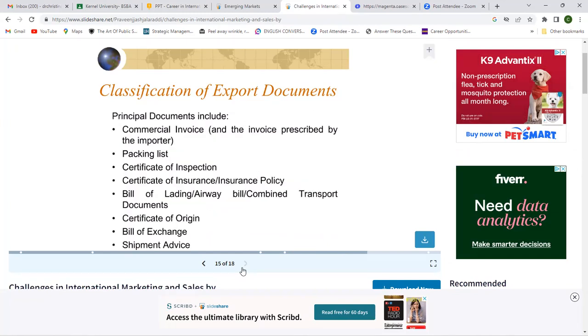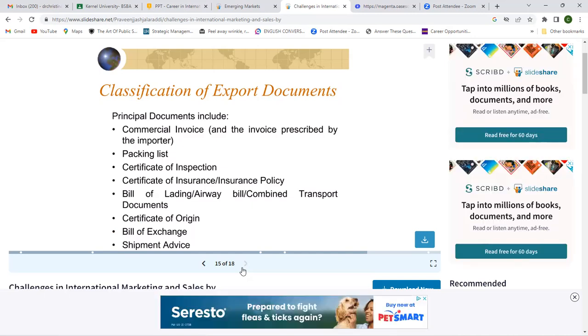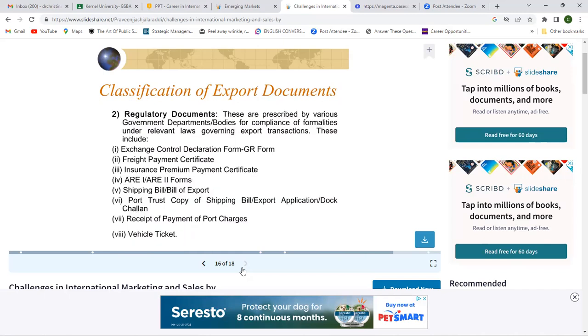Principal documents include commercial invoice, the invoice prescribed by the importer, packing list, certificate of inspection, certificate of insurance policy, bill of lading, airway bill, combined transport document, certificate of origin, bill of exchange and shipment advice.